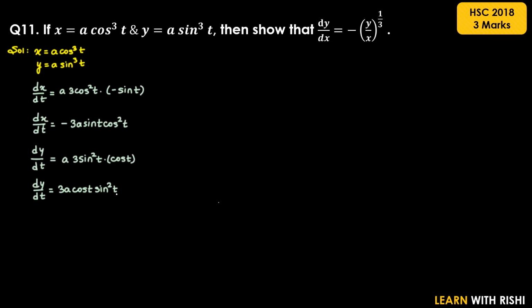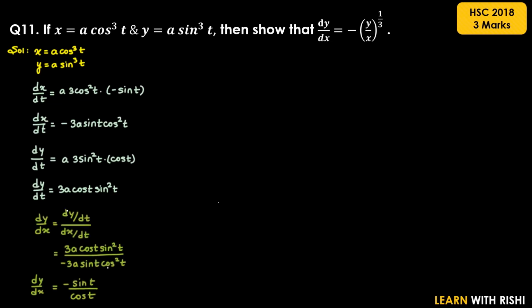Now we have to find dy by dx. dy by dx is nothing but dy by dt upon dx by dt. So we'll divide both of these. So 3a gets cancelled. Here sin t and one sin t get cancelled. Cos t and one cos t get cancelled. So you get minus sin t upon cos t.